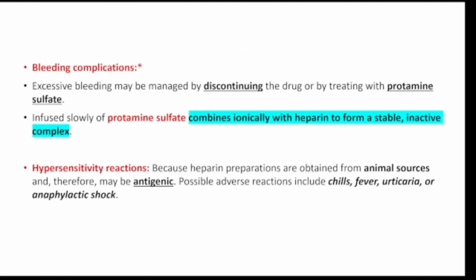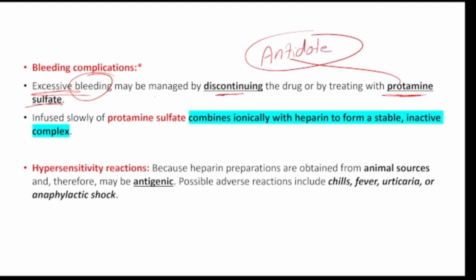Okay, bleeding complications. The patient on heparin starts suffering from bleeding. So maybe the appropriate approach, if we have severe, excessive bleeding, is to stop the medication and prescribe protamine sulfate. Protamine sulfate is the antidote for patients suffering from bleeding induced by heparin.